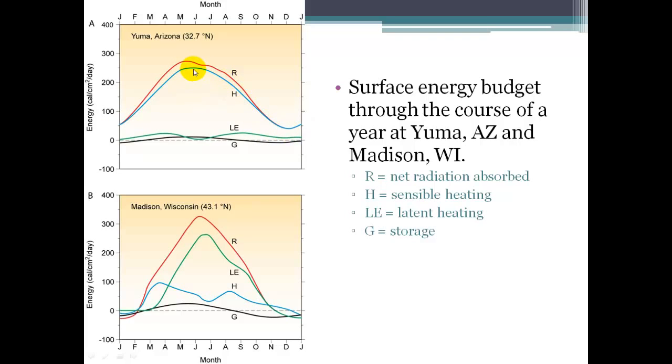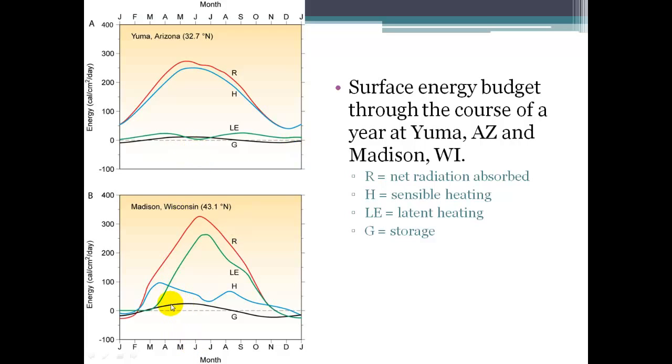And you can see in Yuma, it's most of it, compared to the green line, which is the latent heat, which is minimal. There's not much water in Yuma, so there's not much water to enact a phase change. So most of the available energy goes towards heating the atmosphere, and it gets very hot in Yuma. And then the black line is storage, how much energy is being stored. You can see that's pretty negligible, which is typically the case for natural materials.